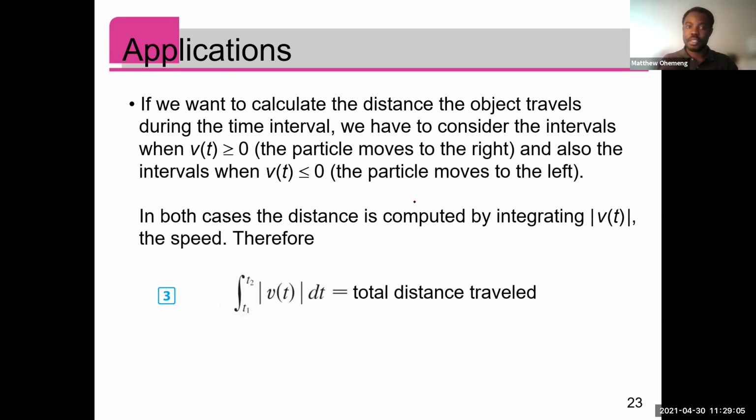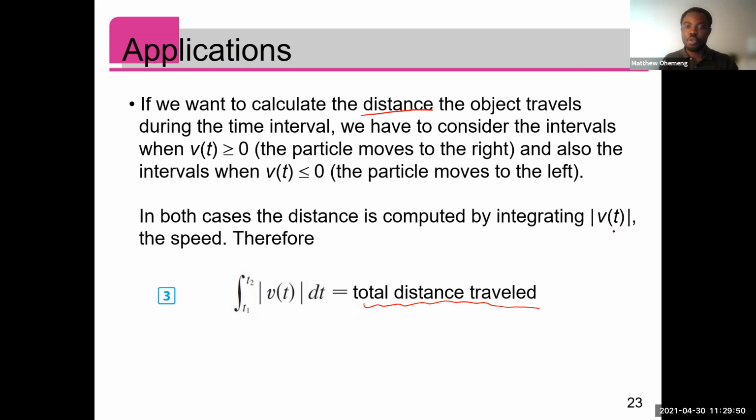So we are looking at velocity, acceleration, and the position function. Now, suppose we want to calculate the distance that an object travels during a time interval. Now, remember that velocity is a vector quantity. It has both magnitude and direction. When it's moving in the positive direction, the velocity is positive. When it's moving in the negative direction, the velocity is negative. So if we want to compute the total distance traveled, because velocity can be negative, we cannot have negative distance. Distance, on the other hand, is a scalar quantity. Distance doesn't have direction.